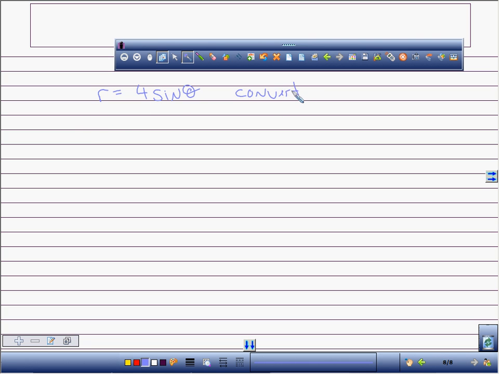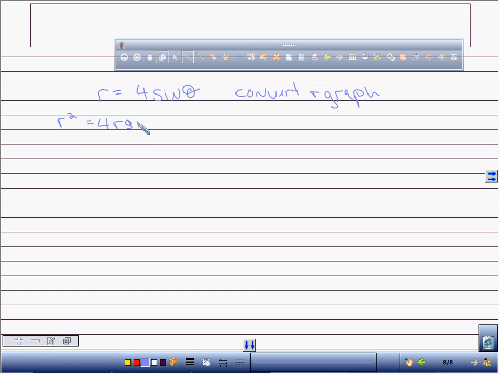Convert and graph. Now you don't always have to convert them to graph them, and we're going to talk about that next week. But I would multiply through by r first. So you get r squared equals 4 r sine theta. We did this kind of in last night's homework. And what's r squared equal to? x squared plus y squared. And what's r sine theta equal to? y. So you get this.